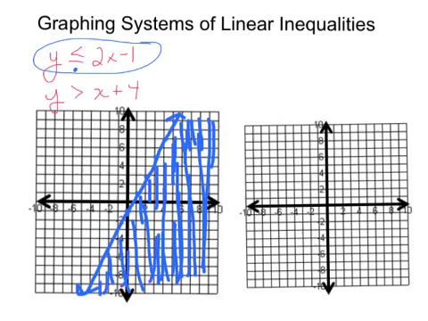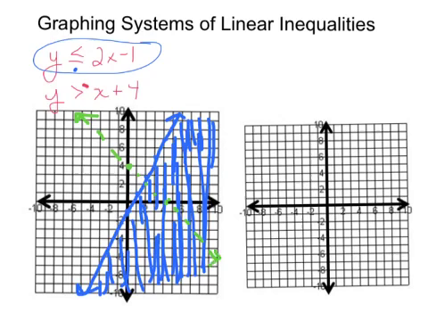For the second, I get y is equal to, and let's change that to -x plus 4. So if I go to graph that, my y-intercept is at y equals 4. It's -x, which means I go down to the right, down to the right, down to the right. Okay, I begin to get a line. So I'm going to make this a dashed line because it's going to be greater than.